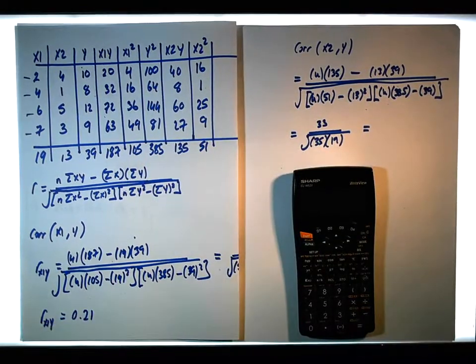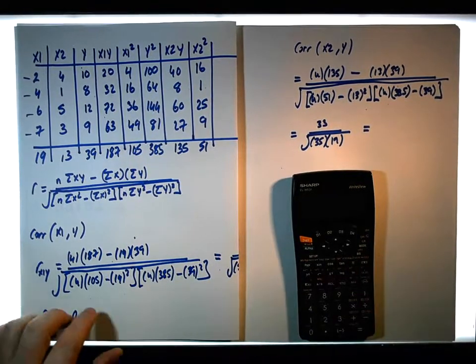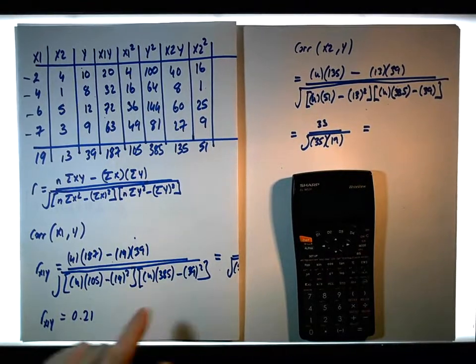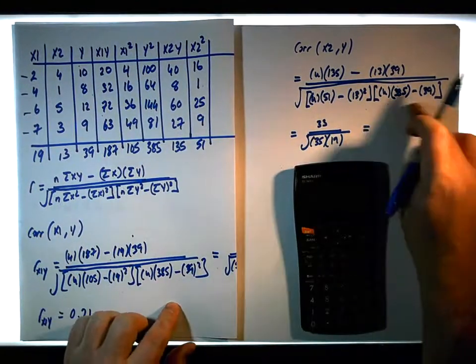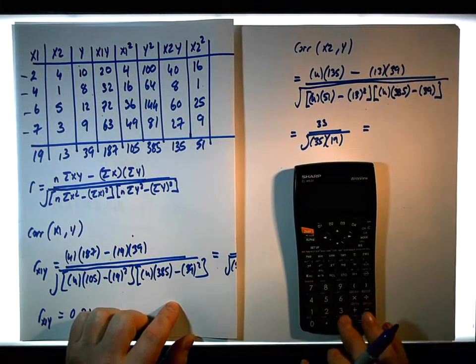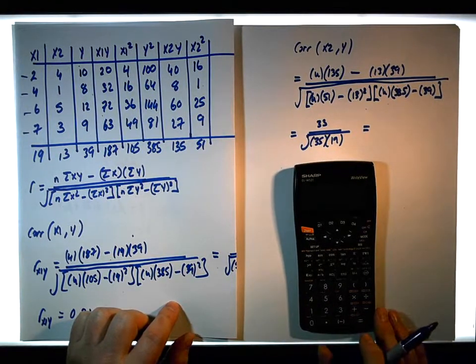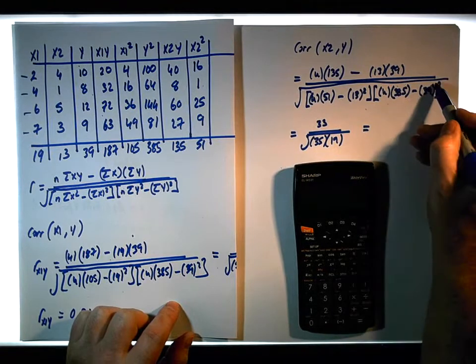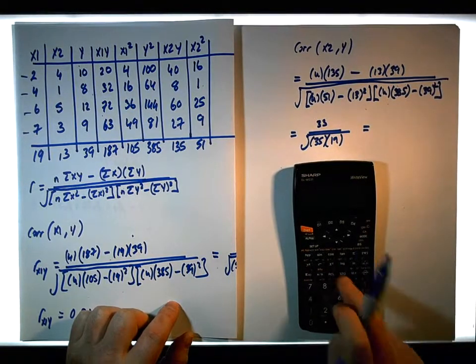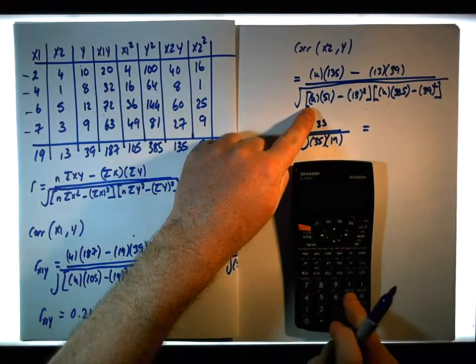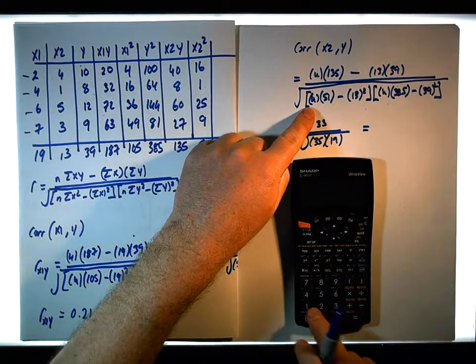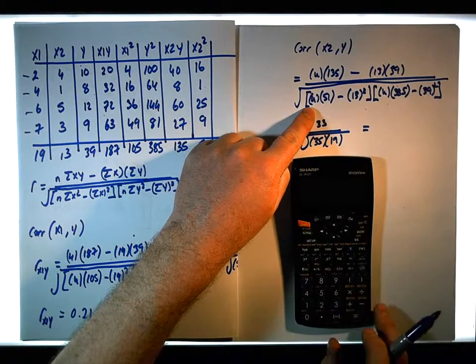So we made a mistake somewhere. Where did we make the mistake? Let's think here again. That's 19. Let me just check this here. 4 times 385, that's good, minus 39 squared. That gives us a value of 19. That's good. 4 times 51 minus 13 squared. That gives us a value of 35.